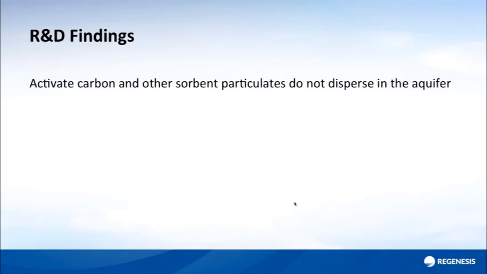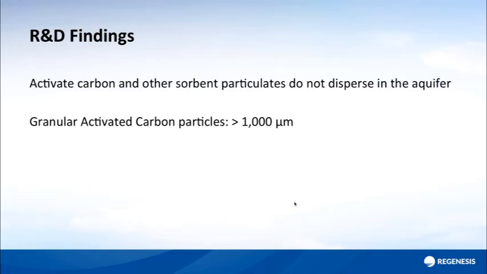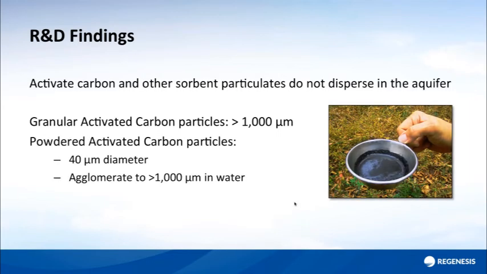Granular activated carbon, for example, has particle sizes of about 1 millimeter, 1,000 microns or greater. Powdered activated carbon, the same material, even milled up small, so it looks like the powder you might have in a photocopy machine or whatever. The particle sizes are about 40 microns in diameter, but when you get them wet, they agglomerate back up to particles of greater than 1,000 microns again.